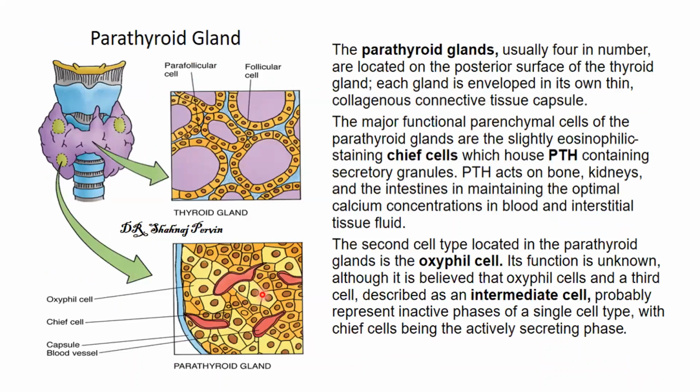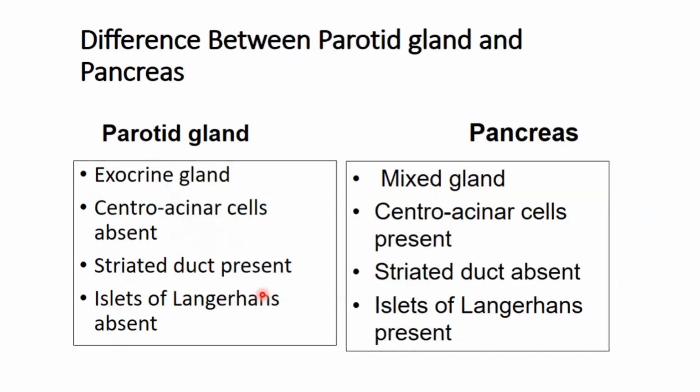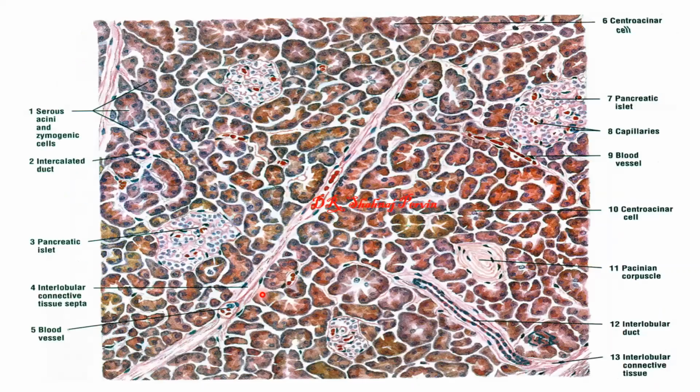So thyroid gland is very applied anatomy a lot. And this is the pancreas. How can you recognize the pancreas? Histological structure of pancreas is very, very important. Why? A lot of diabetic patients are there throughout the world. So we of course should know.